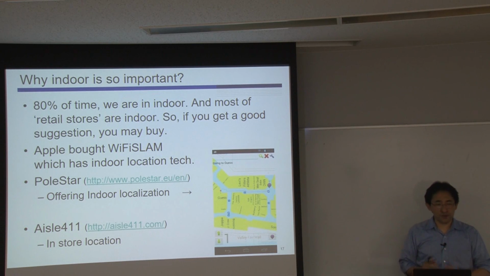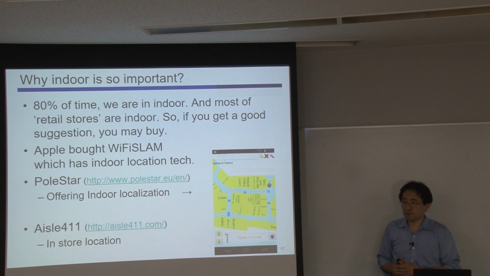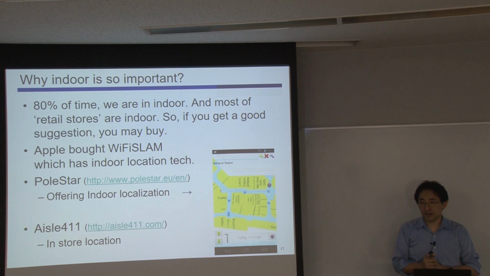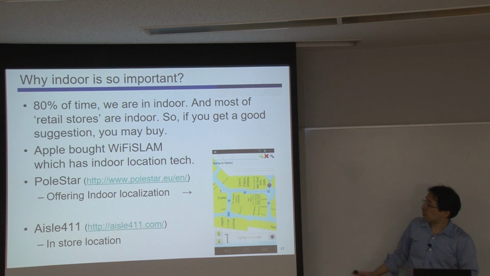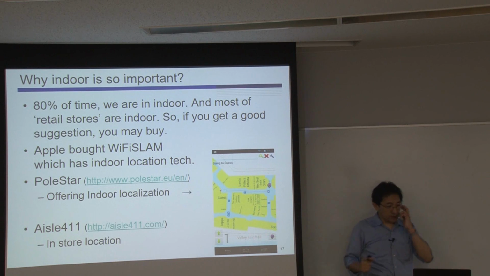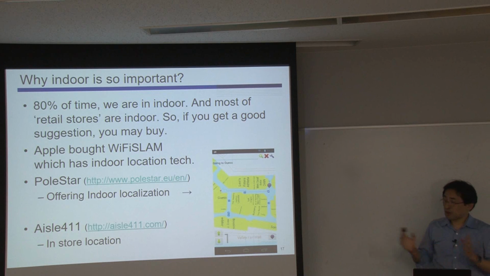Okay, so why is indoor so important? Google, Apple, or Docomo are trying to get something. Of course, 80% of the time we are indoors, and most retail stores are indoors. So if you get a good recommendation or good services, maybe you will buy some product. Maybe you can be navigated to a better store or a better restaurant. Apple bought WiFiSLAM, another Wi-Fi localization company, to get their technology. And there are several venture companies called Polestar or IN411. They are all indoor localization ventures, and they try to show you indoor maps and indoor navigation, and also indoor localization systems. So they are working ventures.